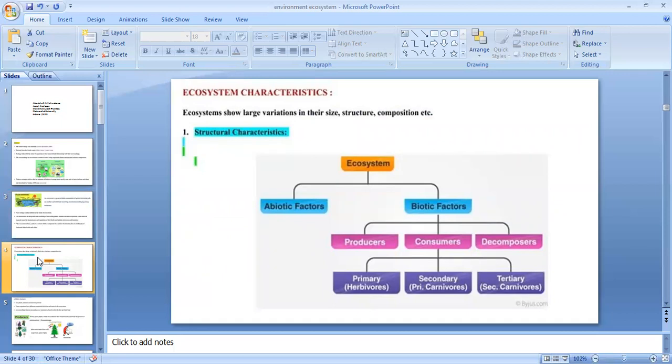Then we will see the ecosystem characteristics. Ecosystems show large variations in their size, structure, and composition, etc. First one is structural characteristics. Ecosystem consists of two factors, abiotic factor and biotic factor. Biotic factors are producers, consumers, and decomposers. There are three types of consumers. Primary means herbivorous, secondary means primary carnivorous, and tertiary means secondary carnivorous.